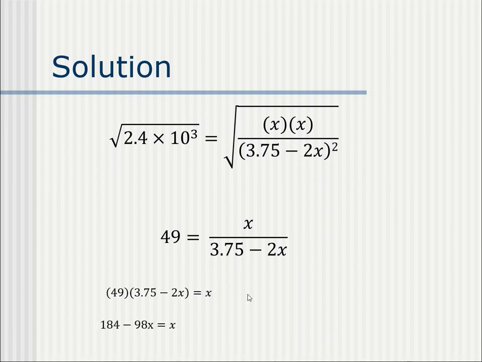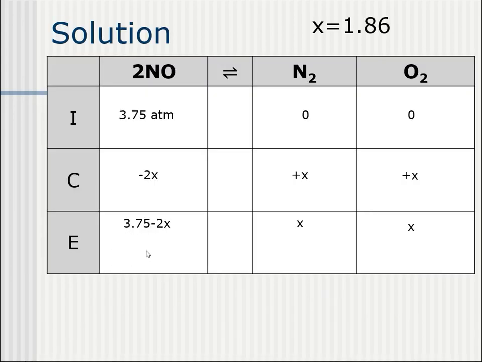Solve for x. And yes, I get the same number. I get 1.86 atmospheres. And that's cool because that means I've got the right value. So I'm going to go back to my problem and say, well, if I know x is 1.86, I'm going to know that my nitrogen monoxide value is 3.75 minus 2 times 1.86, or 0.03, a really tiny number.